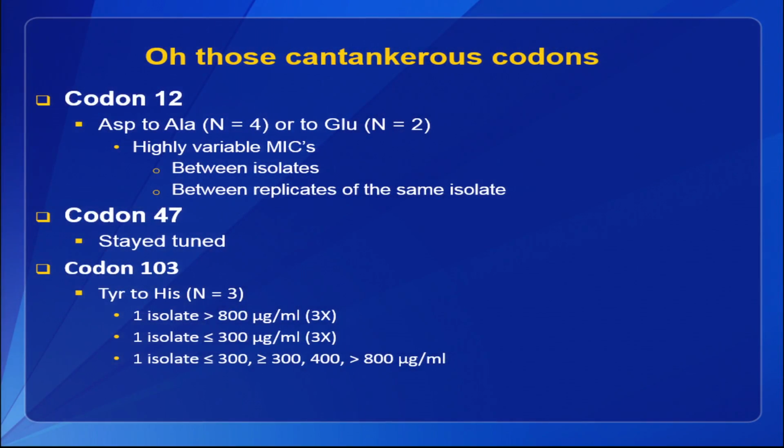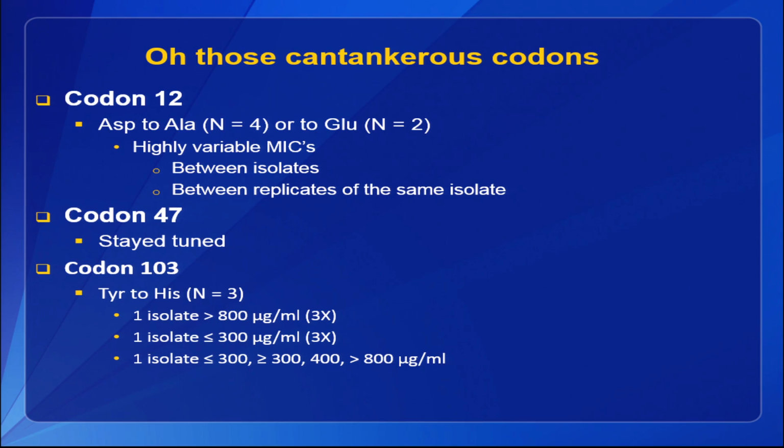These are some of the problematic mutations. Their MICs are sometimes near the critical concentration, but we were getting fluctuations from 100 to 600, even while trying to control the inoculation as carefully as possible. Some of the codons where we did have problems was codon 12, aspartic acid to alanine. It had very highly variable MICs between isolates. This is because you had either alanine or glutamic acid, and depending on which mutation you had, it affected the MIC itself. Codon 47, I'll go into a little more detail on.